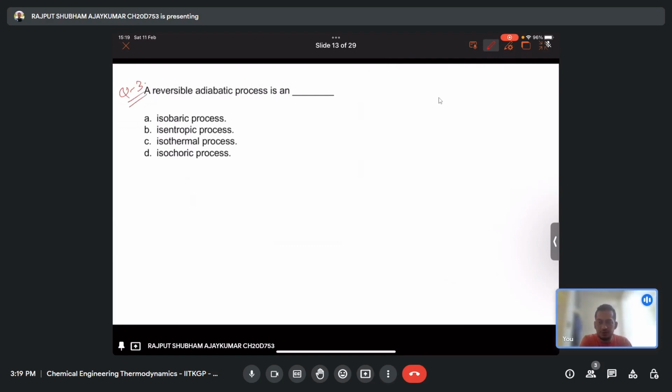Another one again. What is adiabatic? First of all, instead of reading the entire question, make sure you have written down this term. Adiabatic means there is no heat flow in and out of the system. So Q equal to 0 for an adiabatic process.